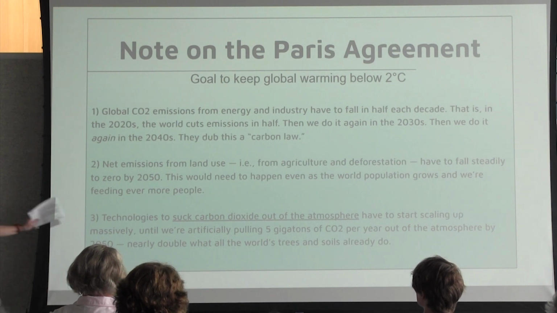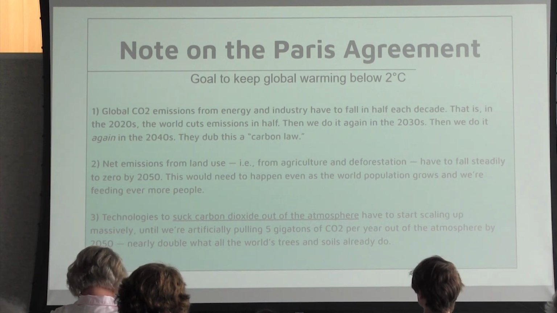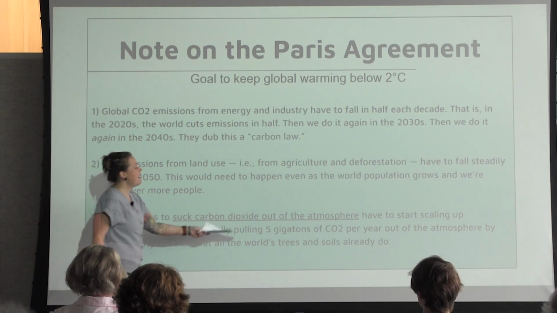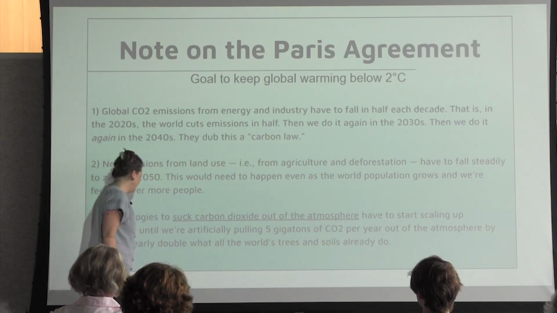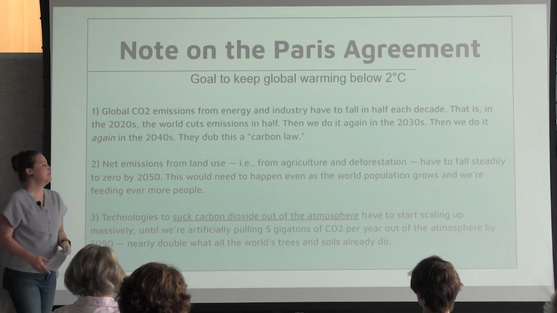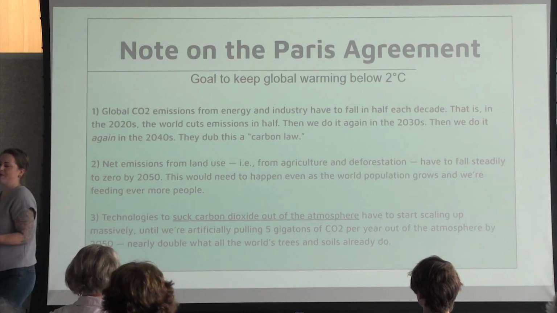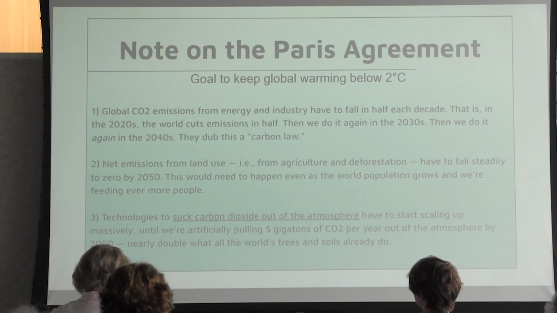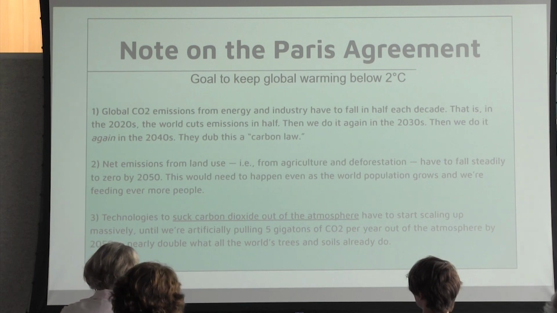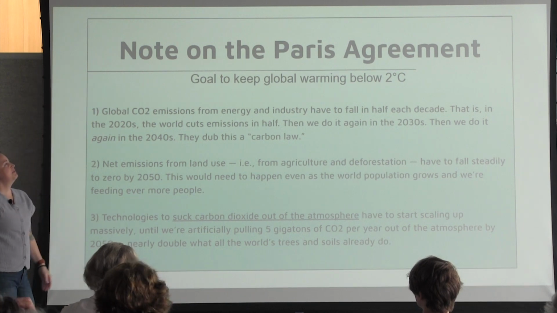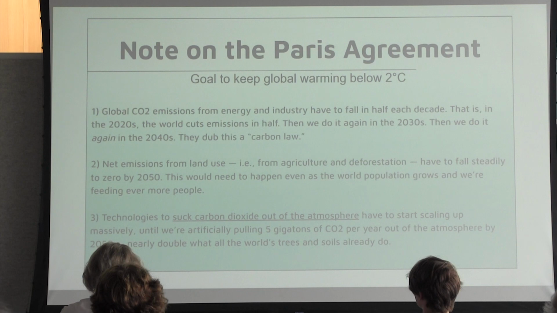Oops, last one. Technologies that suck carbon dioxide out of the atmosphere have to start scaling up absolutely massively, until we're able to artificially pull 5 gigatons of CO2 per year out of the atmosphere by 2050. That's nearly double what all of the world's trees and soils already do. So while politicians have hopes and dreams, they are very rarely backed by science. Vote scientists into government. Because that was our goal, to keep global warming below 2 degrees Celsius by the end of the century, right? And we have failed drastically already.